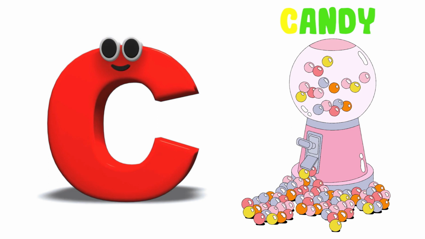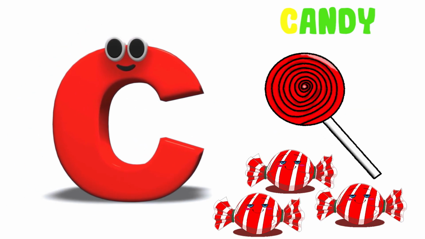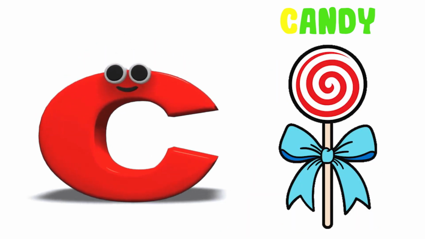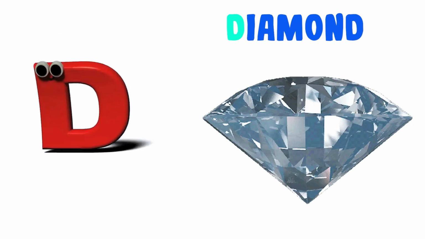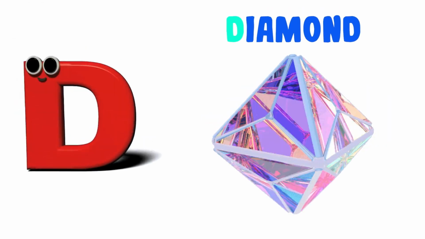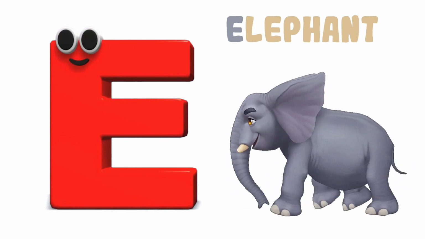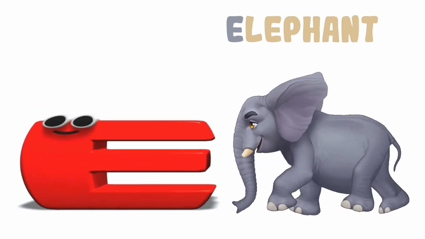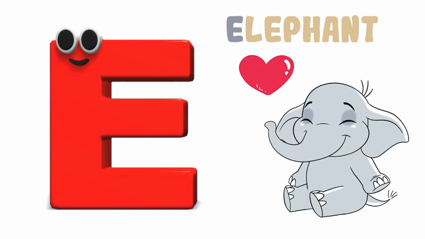C is for candy, c, c, candy. C, candy. D is for diamond, d, d, diamond. D, diamond. E is for elephant, eh, eh, elephant. E, elephant.